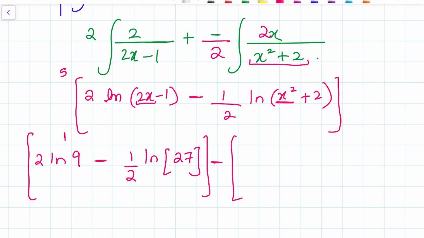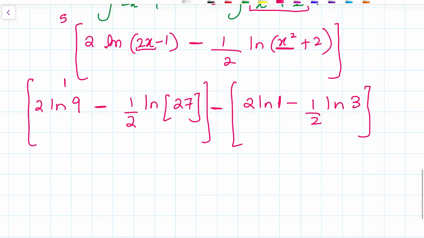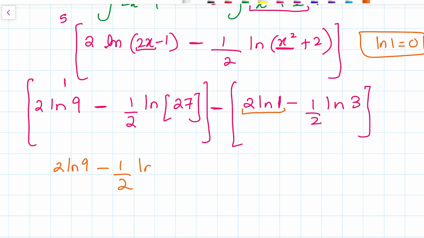Minus 1, 2 ln 1 minus half ln 1 plus 2 is 3. Now remember ln 1 is equal to 0. Wherever you get ln 1, you directly make it 0. So this is 0. 2 ln 9 minus half ln 27. Minus minus is a plus half ln 3.